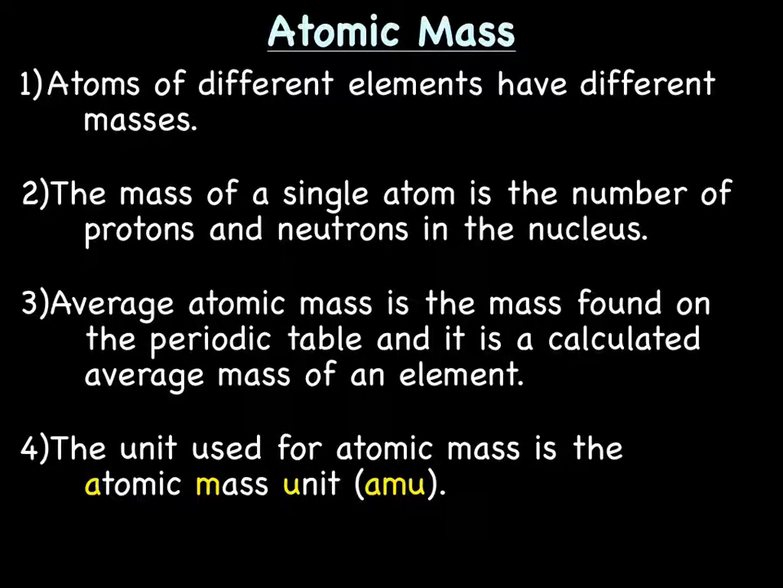Atoms of different elements have different atomic masses. This is because the mass of a single atom is the number of protons plus the number of neutrons in the nucleus. Average atomic mass is the mass found on the periodic table, and it is a calculated average mass of an element. The unit used for atomic mass, which means the mass of a single atom, or the average atomic mass, is AMU, atomic mass units.